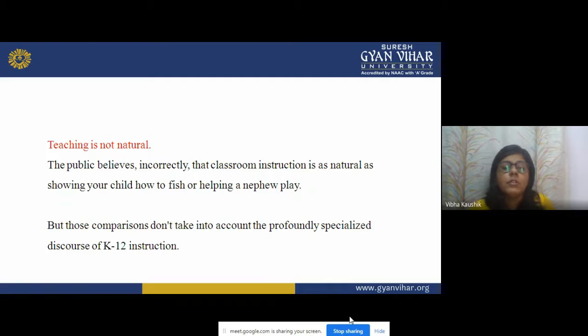But the comparisons don't take into account the profoundly specialized discourse of class 12 instruction. But those comparisons, showing a child how to fish or helping a nephew play, don't take into account the profoundly specialized discourse of class 12 instruction.